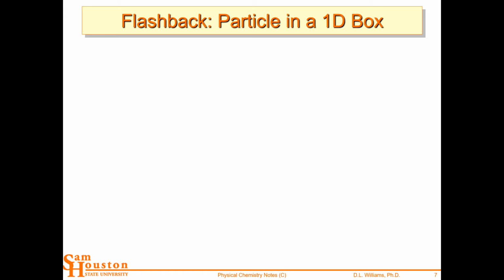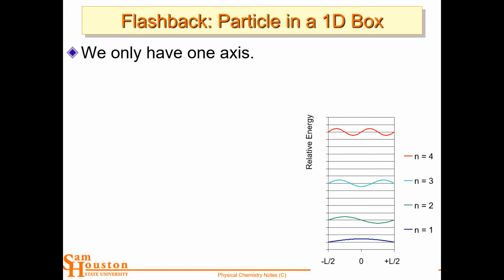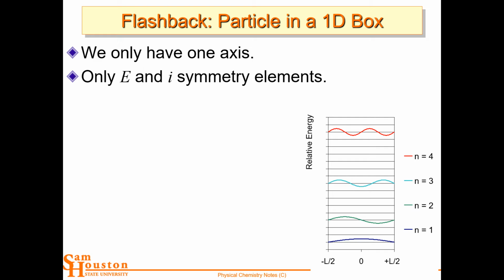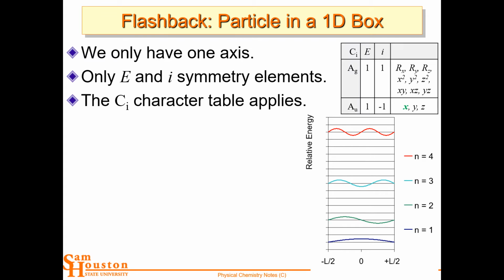Let's go back to the particle in a 1D box just to remember this. We only have one axis, and we only have E and i symmetry elements. E is the identity, which is the do-nothing operator, and i is the inversion. So we can look up here: if we invert this, we get +1. If we invert this, we get -1, because the left side becomes negative and the right side becomes positive. And so we could label these energy levels with Au if it's odd or Ag if it's even.